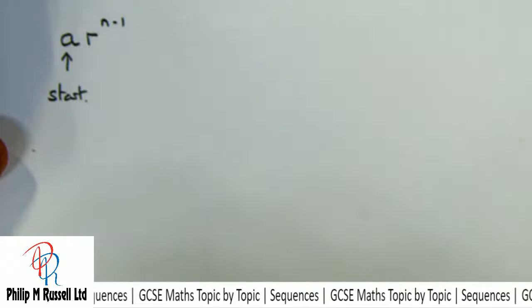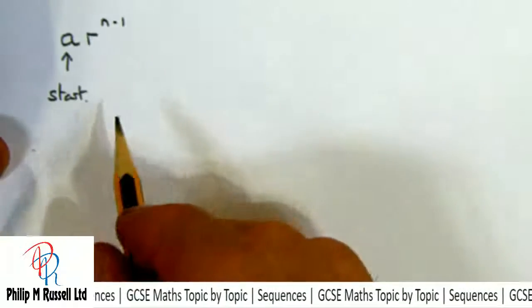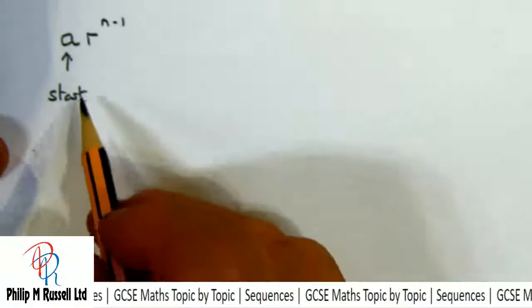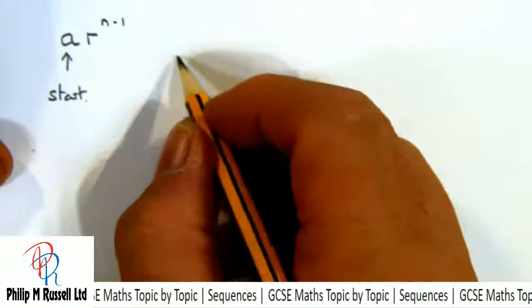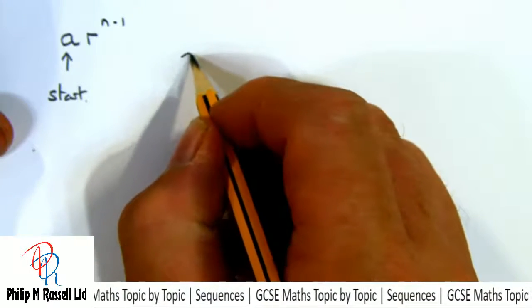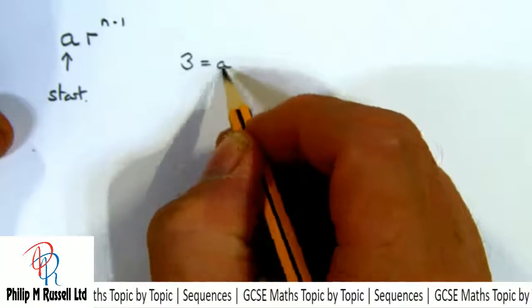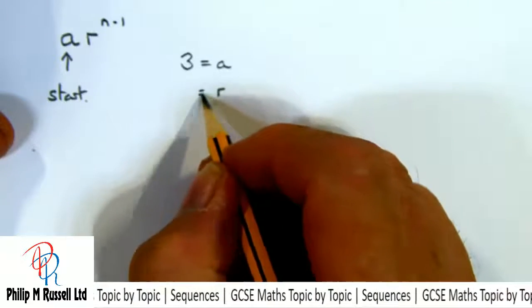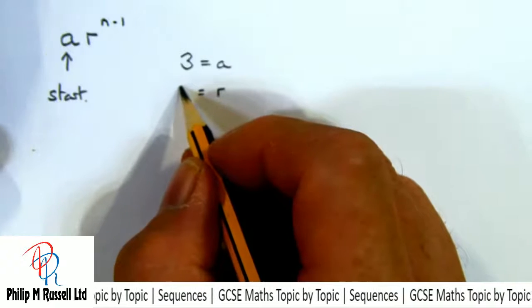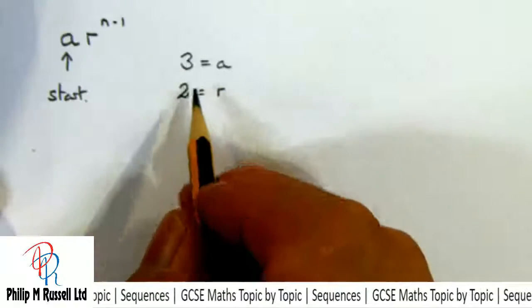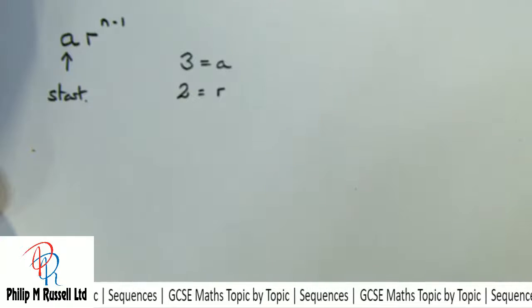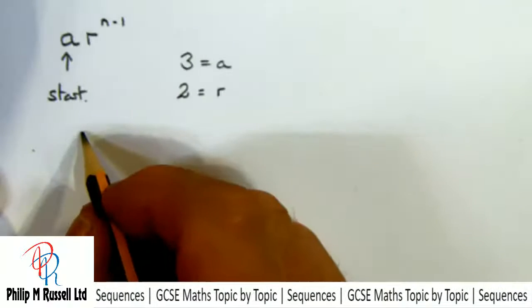Now, let's have something where we're going to try and work out one of these sequences. Let's start off with a number, and we're going to start off with the number 3. That's going to equal a. And my multiply factor is going to be something easy. Let's set it at 2. Let's see what numbers we could get out of this. So for my starting number, it's going to be 3.